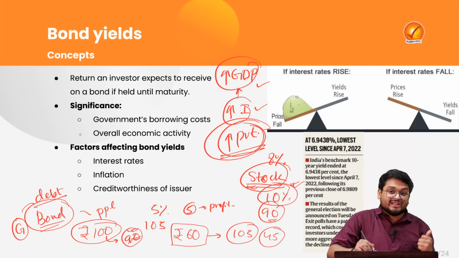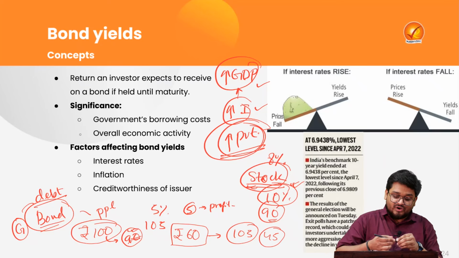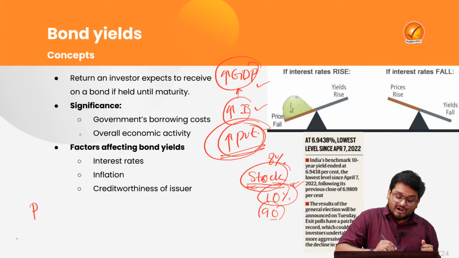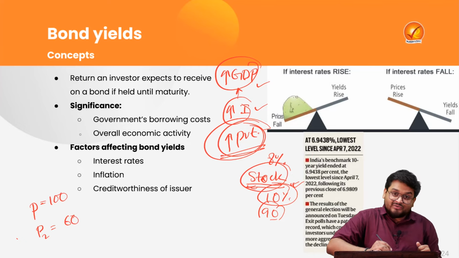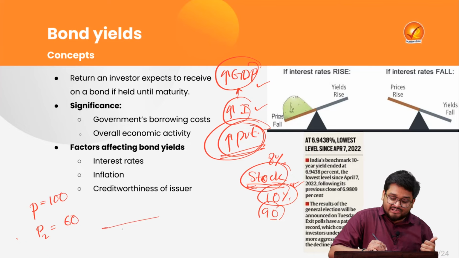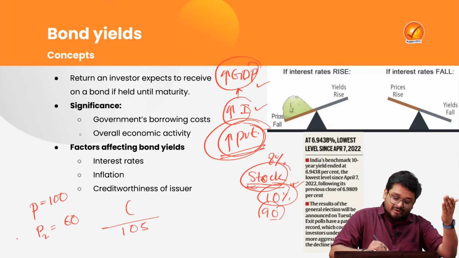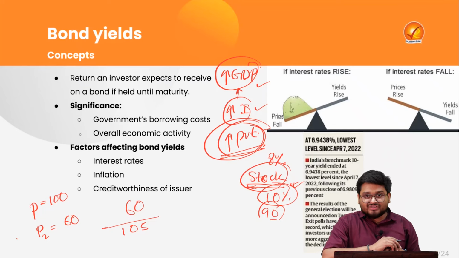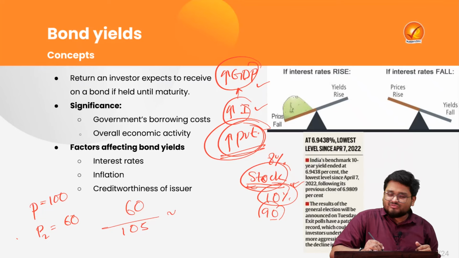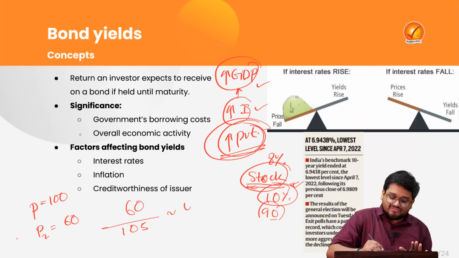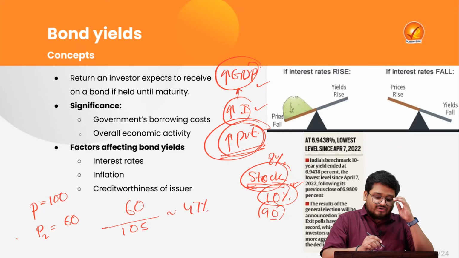So obviously, when we calculate this return of government bonds, we find that the price of the bond earlier was 100 rupees. Now it has declined to 60 rupees. Now what will be the actual return? The actual return will be calculated on the final return of 105 rupees divided by 60, and it will be giving us around 45, 46, 47 percent. So let us consider around 47 percent.